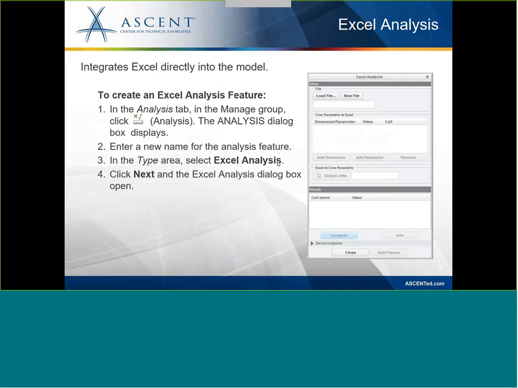First, creating Excel analysis features and what they're all about. If you have the behavioral modeling license, Excel analysis features allow you to take information from your Creo Parametric model, dimensions and parameters, push those into an Excel spreadsheet, do some calculations within that spreadsheet, and then push information based on those calculations back into your Creo Parametric models.